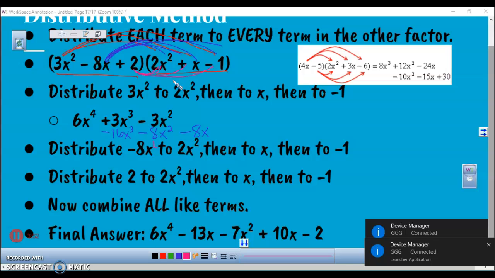I did something wrong. Hold on. There we go. 2 times 2x squared, oh no, that was right, is 4x squared. 2 times x is plus 2x. And then 2 times negative 1 is minus 2.